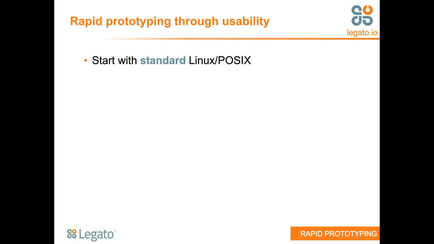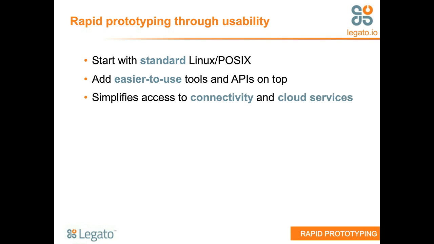So in Legato, we facilitate rapid prototyping through a heavy focus on usability. We start with standard Linux, allowing you to utilize any Linux experience you have within your team. Then we identify things that can be tricky for people to learn or remember or get right, and add tools and APIs to make that stuff easier. Of course, we also simplify the use of modem services and Internet of Things cloud services. We support multiple programming languages, so you can develop in the language that best suits you or your problem. And all our tools have online help.